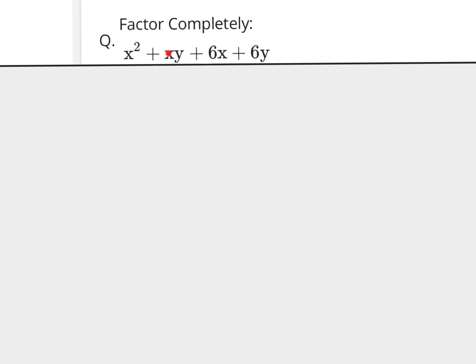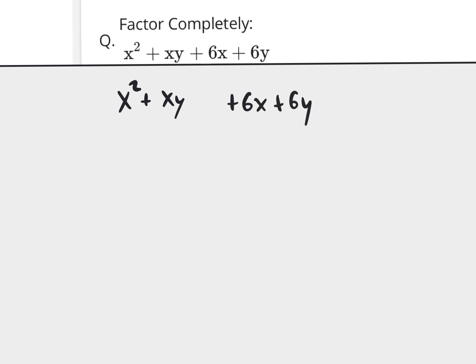can pull out an x from here, from there, but you can't pull out an x from here. You could pull out a y from here, from there, but not from here or there. So there's no GCF, there's no common factor. So what we're going to do, since there's four terms, is we're going to try to factor by grouping. So step one would be to split it into two groups, x squared plus xy, plus 6x plus 6y.